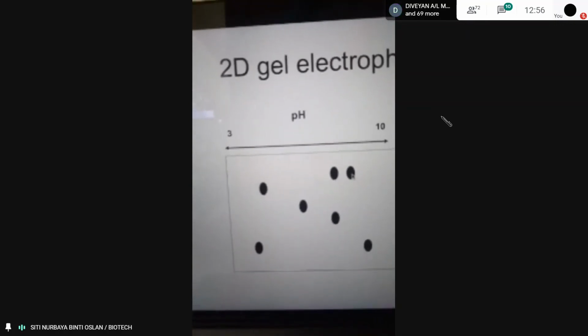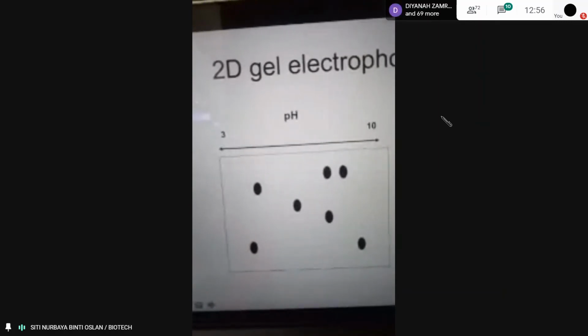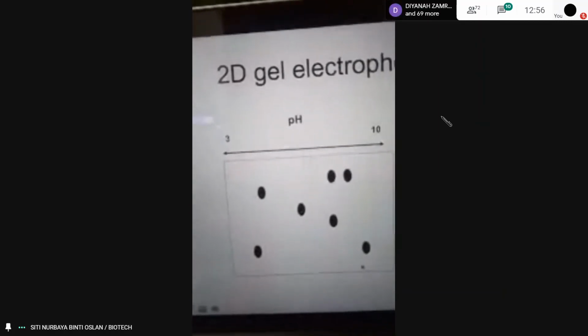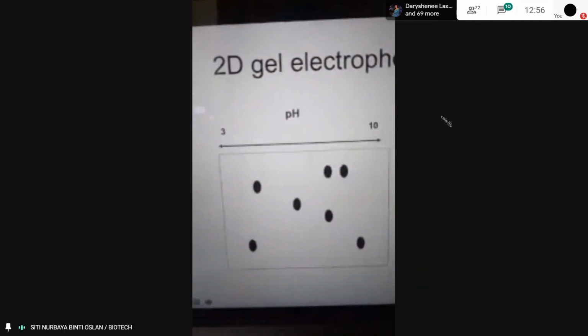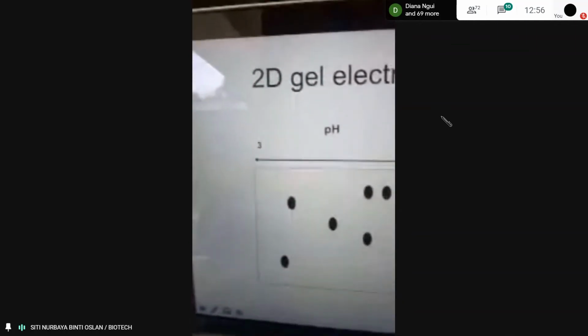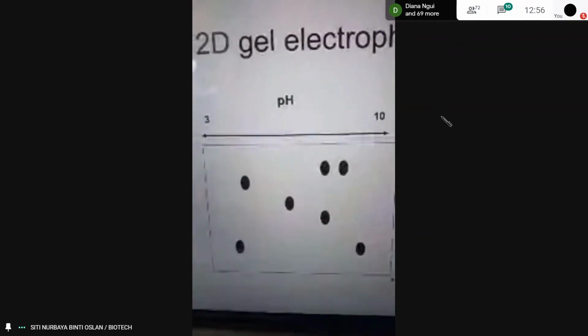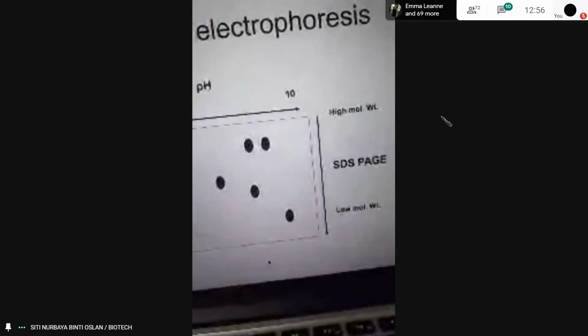They are all negatively charged. If all the proteins are negatively charged, they will move together according to size toward the positively charged electrode. We cannot run 2D by having the second D with the native gel.